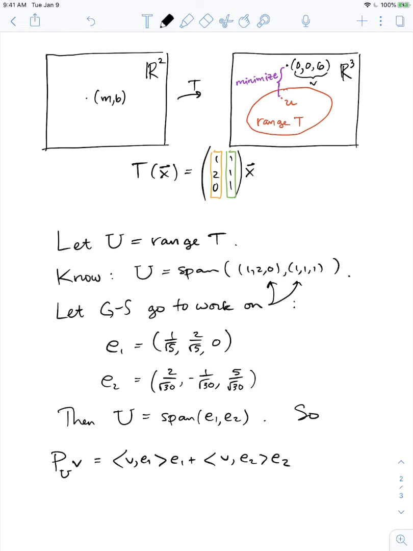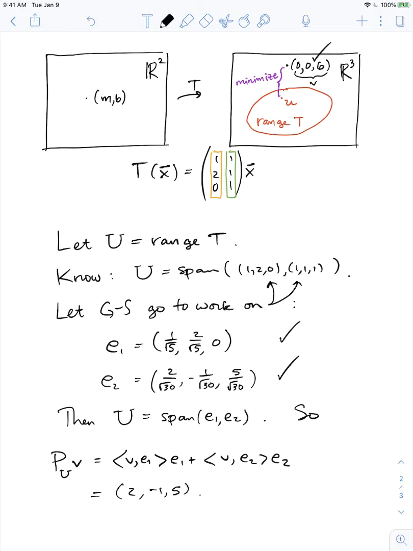Now, v, e1, and e2 are known. Here's v. Here's e1. Here's e2. When the dust settles, I'm going to tell you what I got. I just did this by hand. I just multiplied all this out, and I got the vector 2, negative 1, 5. That's friendly.